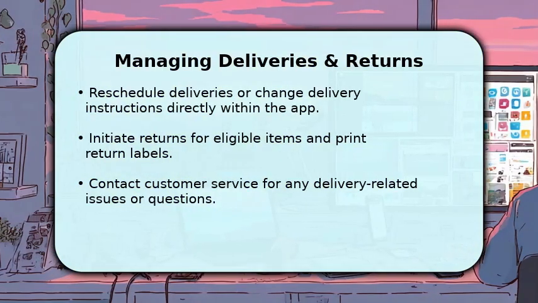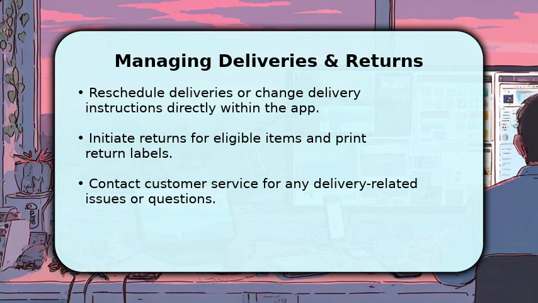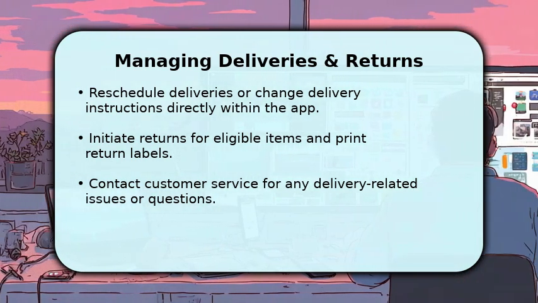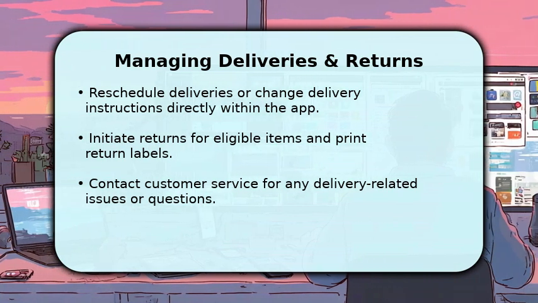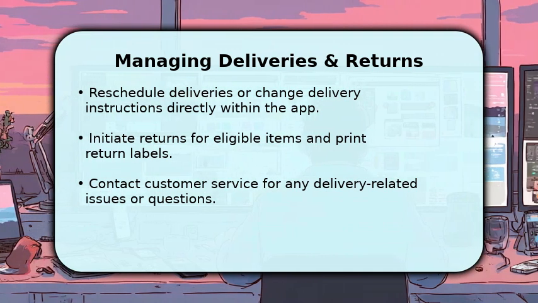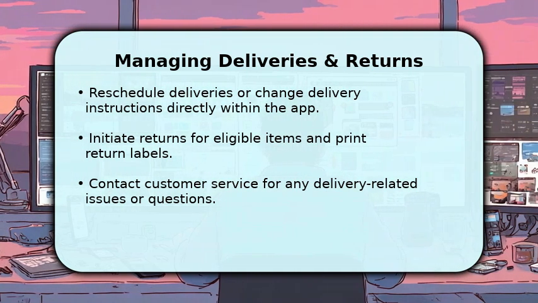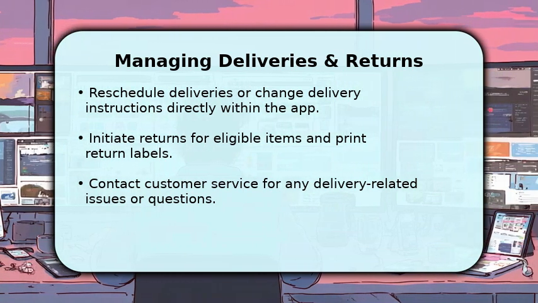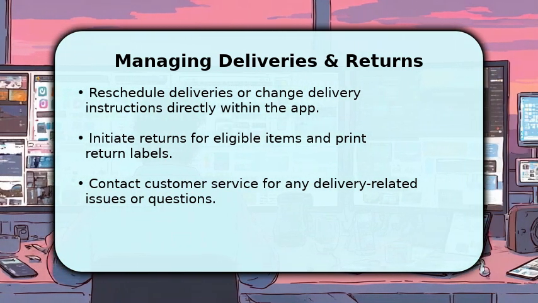The app also empowers you to manage your deliveries and returns with ease. If your plans change, you can often reschedule a delivery or update specific delivery instructions, like leaving a package with a neighbor, directly through the order details. Should an item not meet your expectations, initiating a return is simple. Just follow the prompts to generate a return label.